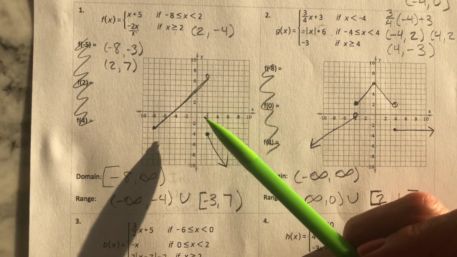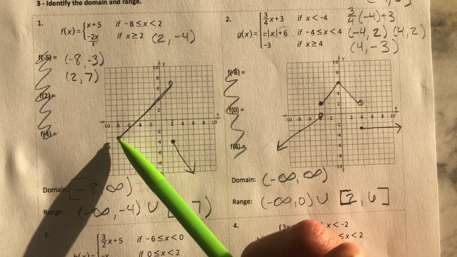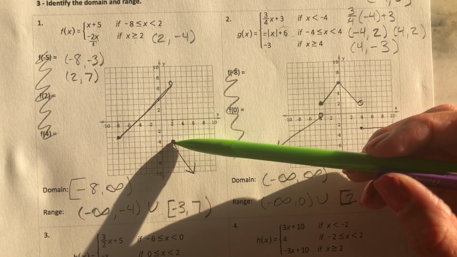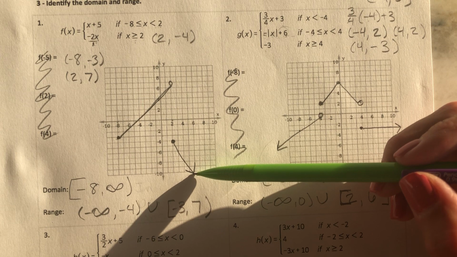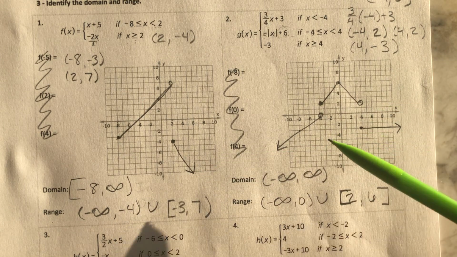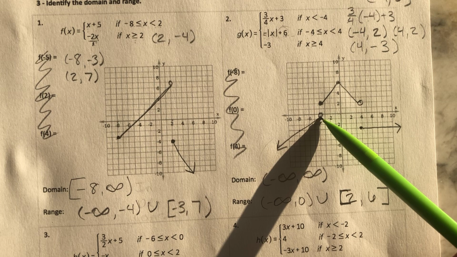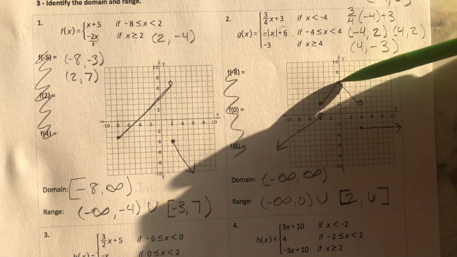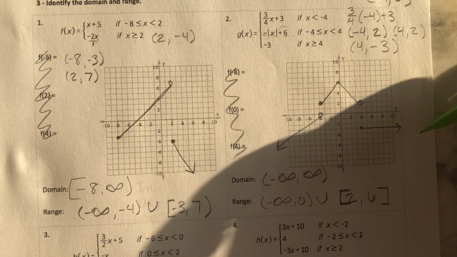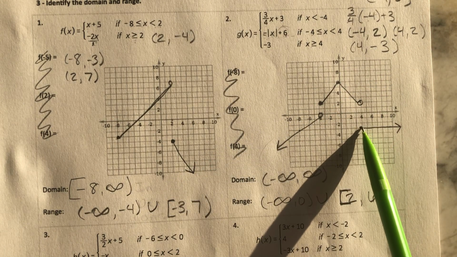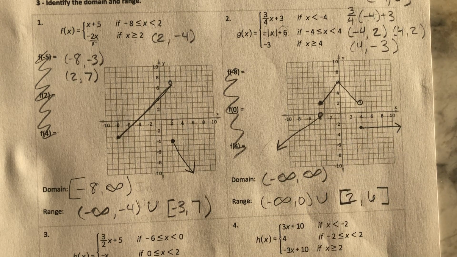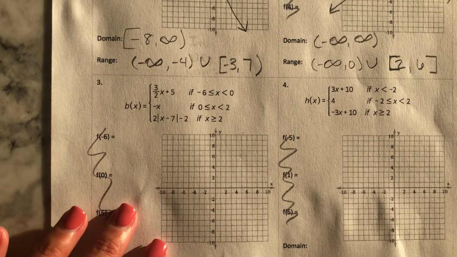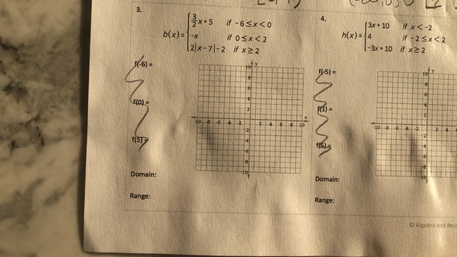So increasing, let's go back to this one. Increasing would just be from -8 to 2. Decreasing would be from 2 to infinity. For the next one, increasing would be -infinity to -4, and then -4 to 0. Decreasing, 0 to 4, and then constant, 4 to infinity. Remember, increasing, decreasing, constant, always use parentheses.